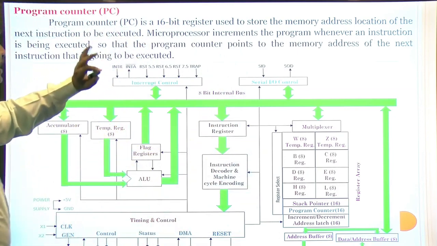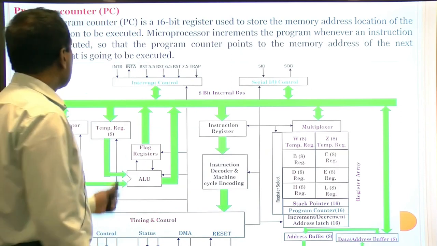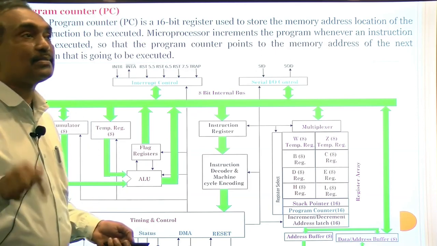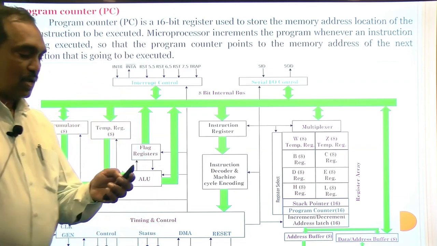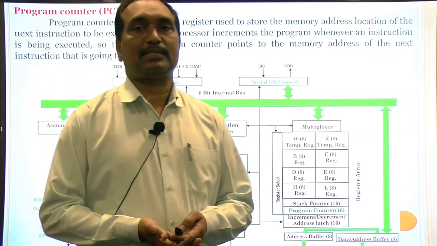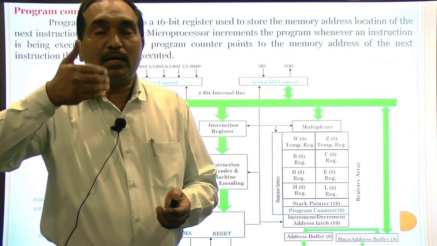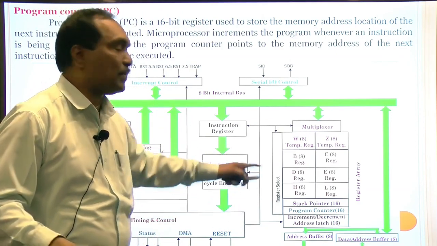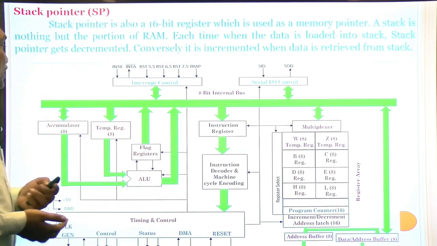The microprocessor increments the program counter whenever an instruction is being executed. So the program counter is used to store the address location of the next instruction to be executed. For example, when the second instruction, MVI C, 6, is executing, the third memory location, 8002, is entered into the program counter. So that is about the importance of the program counter.